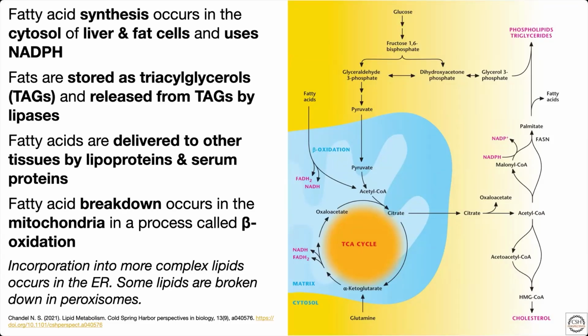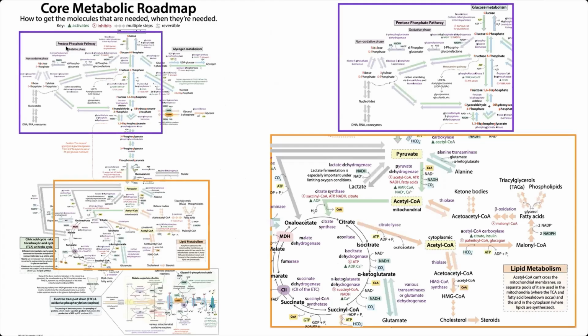Let's think about where things are happening. All of our cells are going to need fatty acids, but not all of our cells are going to have the capacity to make fatty acids. Your liver and your fat cells are going to be the main cells that are able to make fatty acids.